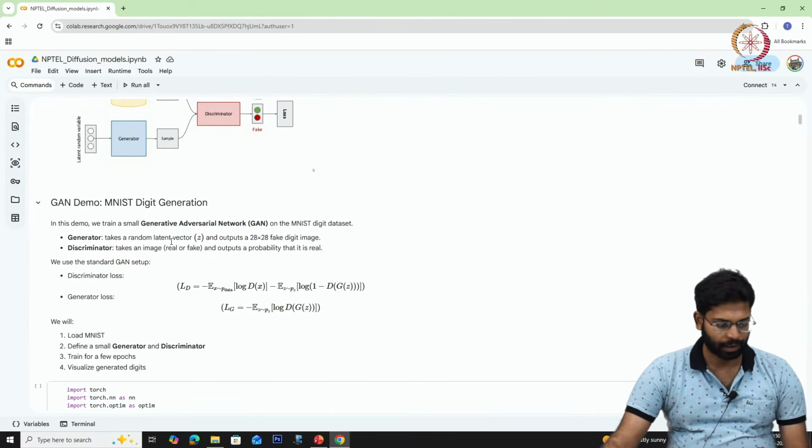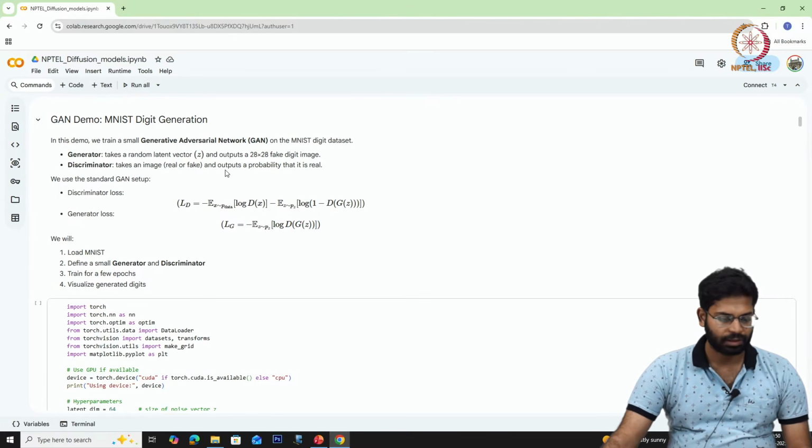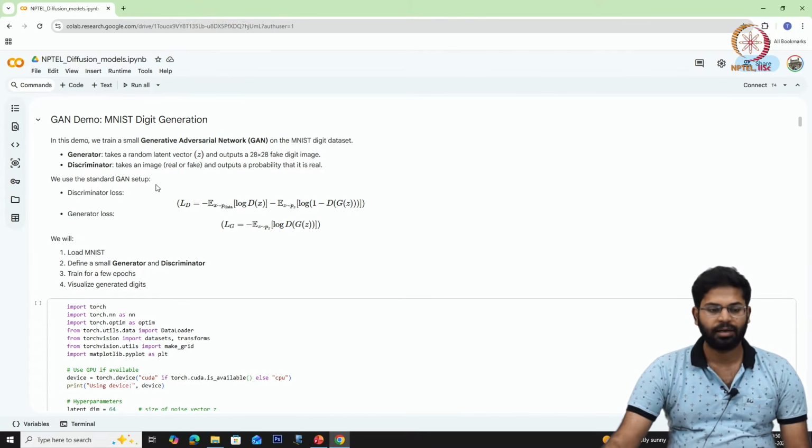Coming to the demo of it, we have implemented an MNIST digit generation GAN. We have used simple networks, a feed-forward set of layers for the generator and discriminator, which will try to generate real-looking MNIST images. MNIST is a dataset containing handwritten digits.